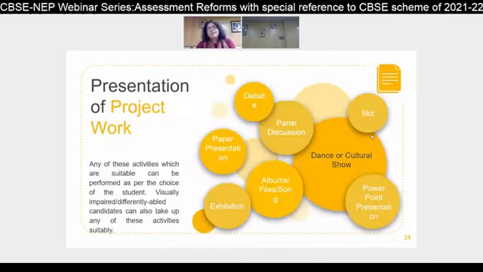Now for this project or presentation, CBSE has already mandated that art integrated learning should be an important aspect in the form of pedagogy. You can involve any art integrated activity like dance or cultural show, some file, some exhibition, some presentation, some skit or some role play. In any of these forms, or any form which a child feels happy about, can be a part of the presentation of the project work. However, visually impaired and differently abled candidates can also take up any of these activities which is most suitable for them.